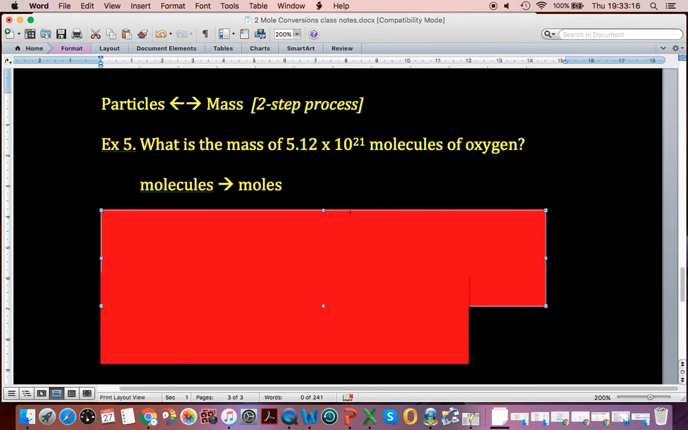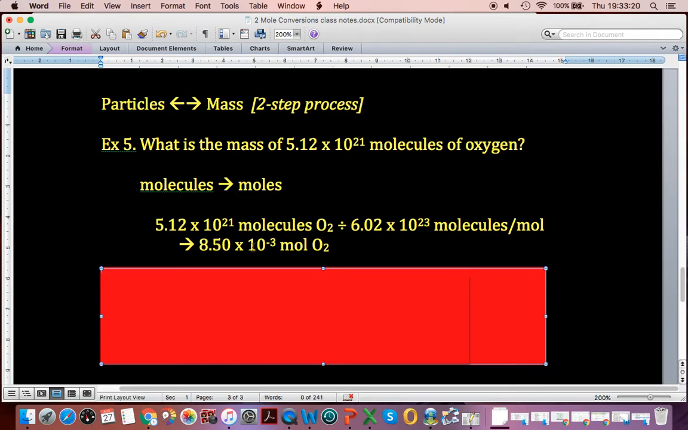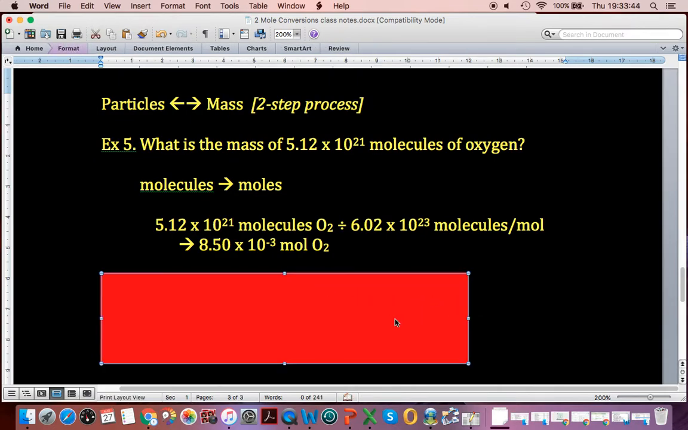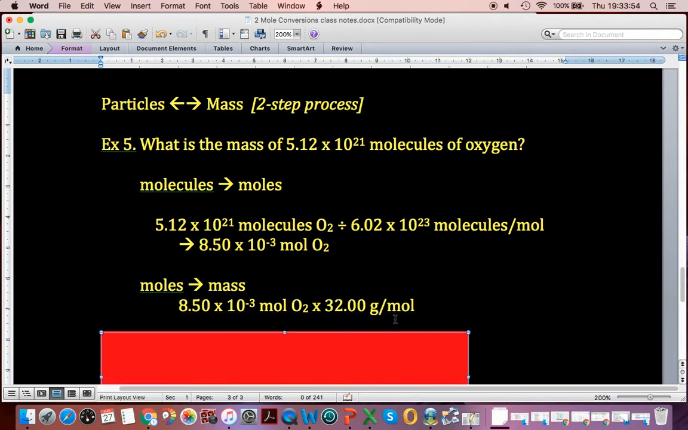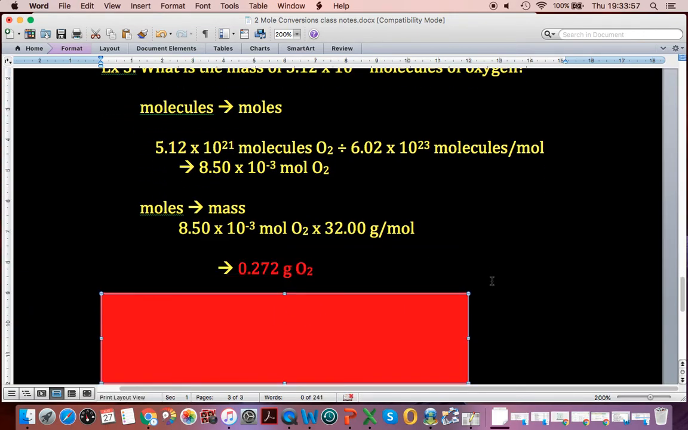Well, molecules to moles is no sweat. We take the number given in the question and we divide by Avogadro's number. Our units are molecules per mole because we're talking about molecules. If I wanted atoms, I would have to double because there's 2 atoms per molecule. Anyways, times 10 to the 21 is smaller than Avogadro's number, and that's why we get a small number of moles of oxygen. Now our next step is to take that number of moles and multiply by the molar mass of oxygen. The molar mass of oxygen is not 16.00 grams per mole. It is 32.00 because it's diatomic. And we get 0.272 grams of oxygen, O2. 2 steps, no sweat.